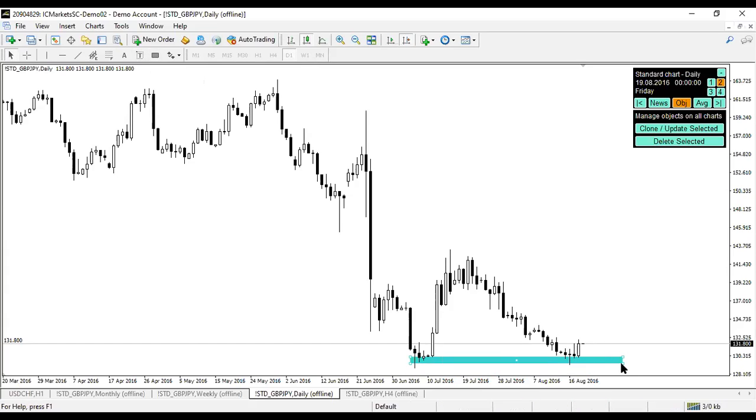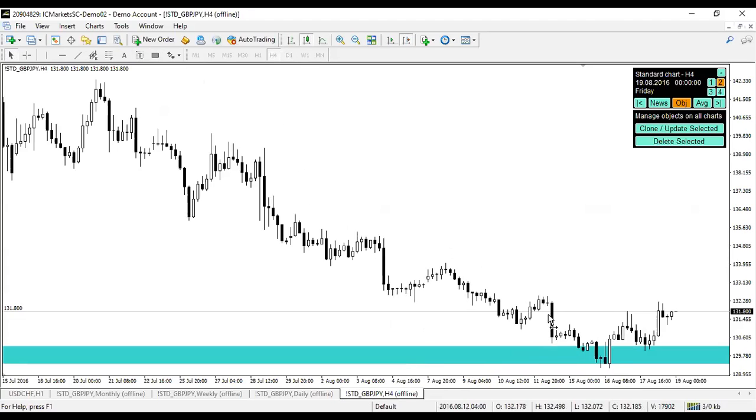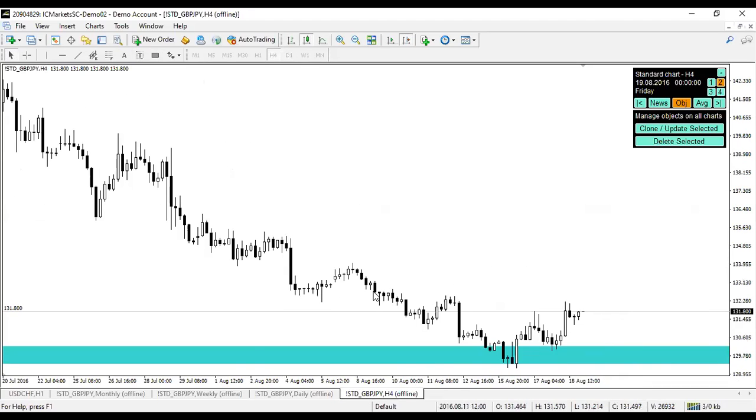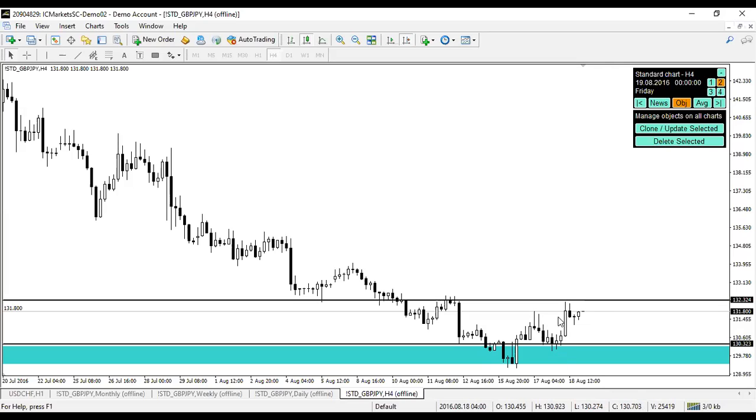Let's clone this. This is a daily support, weekly support, and on the H4 this is also a level. So in the lower time frame, price is stuck in a range here. So this is a range. Also we can consider this as a range as well. So we consider this as a whole range.